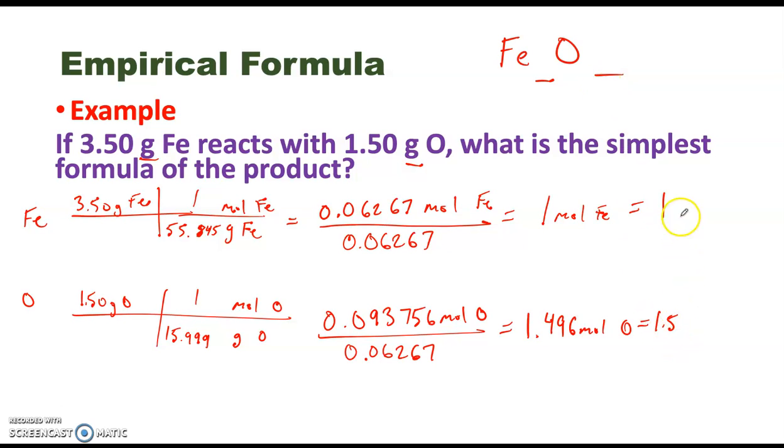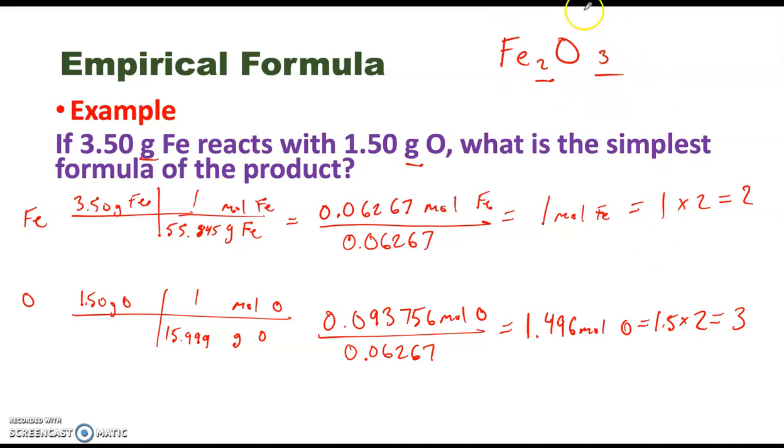To get rid of this 0.5, I multiply accordingly, and in this case, I multiply by 2. And again, if let's say this ended at 1.33, then I'd have to multiply them both by 3. Or if it ended in 1.25, then I multiply them both by 4. But to get rid of the 0.5, I double them, so then I end up with a 2 to 3 ratio. This is not my final answer. It is my final ratio. I now know that there are 2 irons for every 3 oxygens in this formula.